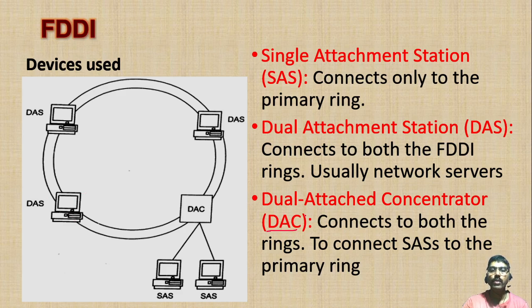The next one is called dual attached concentrator. This dual attached concentrator is used to connect the SAS to the ring. It works like a hub or switch in Ethernet. In Ethernet we use a hub or switch, whereas in FDDI we have a DAC for connecting different SAS. This DAC is also connected to both of the rings.